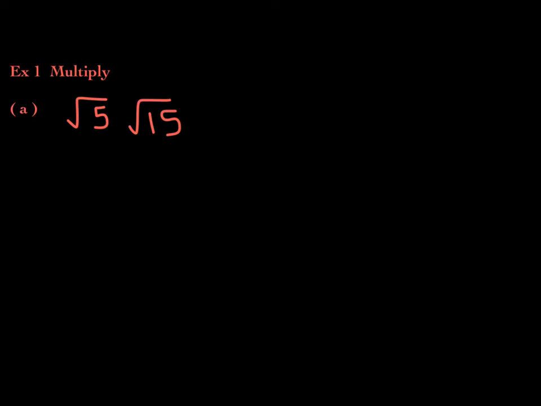Here we have the square root of 5 times the square root of 15. Now, I suggest we do this kind of work the following way, using prime factorization. So the square root of 5 times the square root of 15 can be rewritten as the square root of 5 times the square root of 5 times 3.